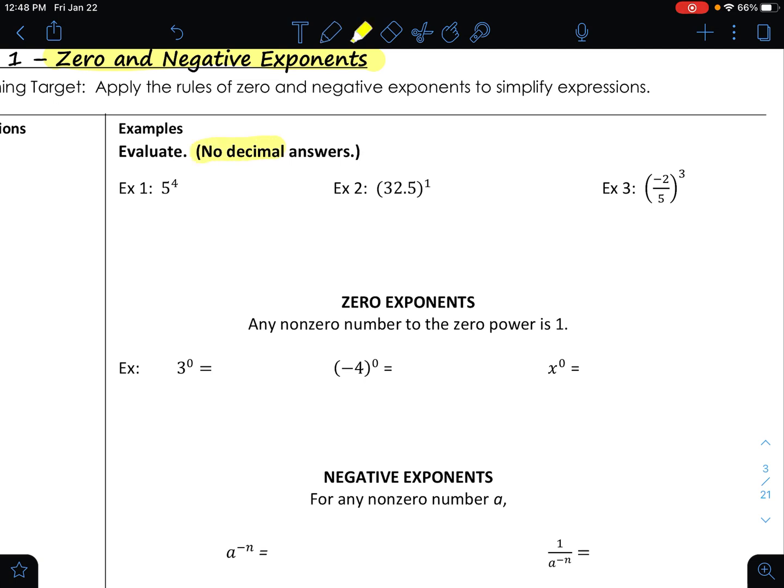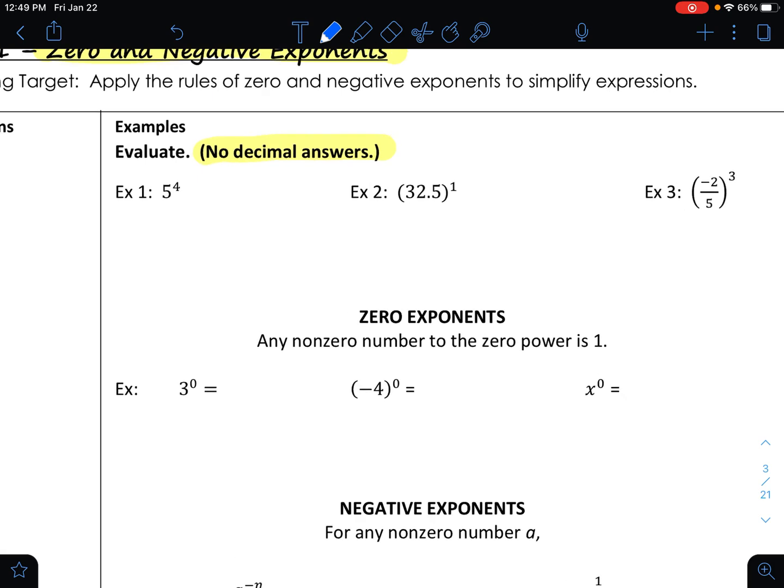Okay, one important thing here is we are going to avoid decimals this unit. Now, sometime when we get to exponential growth and decay, we'll work with decimals. But whenever we are evaluating or writing things out, we're going to leave them in fractions or whole numbers. Whole numbers are great. So 1, 2, and 3, I just want to review and talk about how to evaluate these types of problems. So 5 to the 4th power.